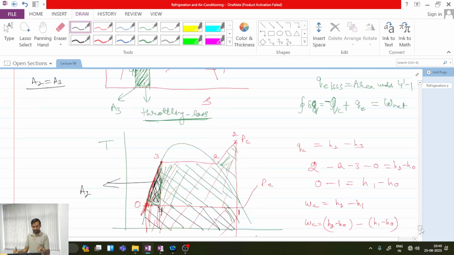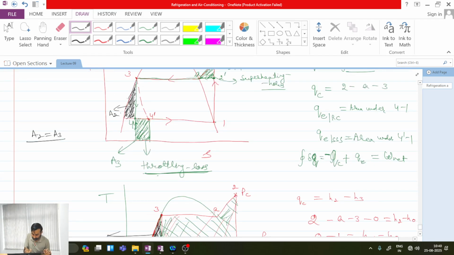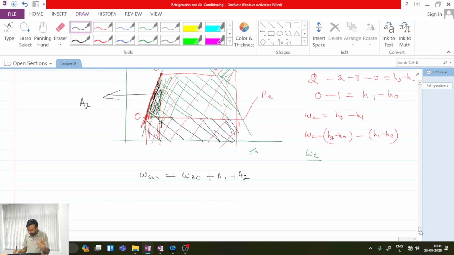So that's why I can say my throttling loss will be depending upon the slope of the saturated liquid line. Okay, because if this slope becomes purely vertical, then throttling loss will become 0, because 3 to 4 will directly coincide with this one. How it will coincide, that I will explain further. But for the time being, we are considering that A2 equal to A3, and that's why work done in the triple S cycle is equal to work done of reverse Carnot plus A1 plus A2.